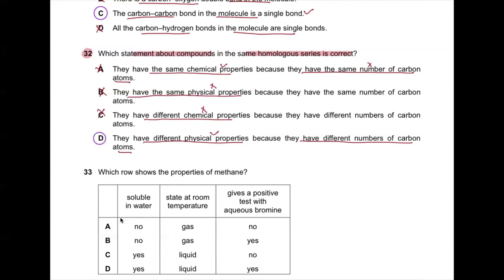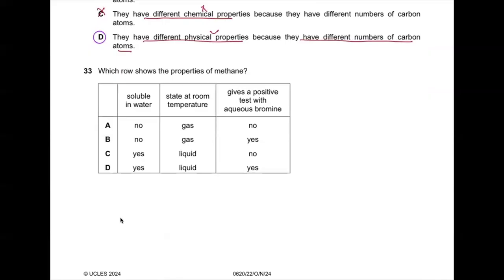And by the way, we have excluded A, B, and C. So obviously we are left with D, which must be correct. MCQ number 33, which statement shows the properties of methane? Okay, methane is CH4, a hydrocarbon gas, so it's not soluble in water. No, sorry. Yes, soluble in water. No, it's not. That's what makes C and D wrong.